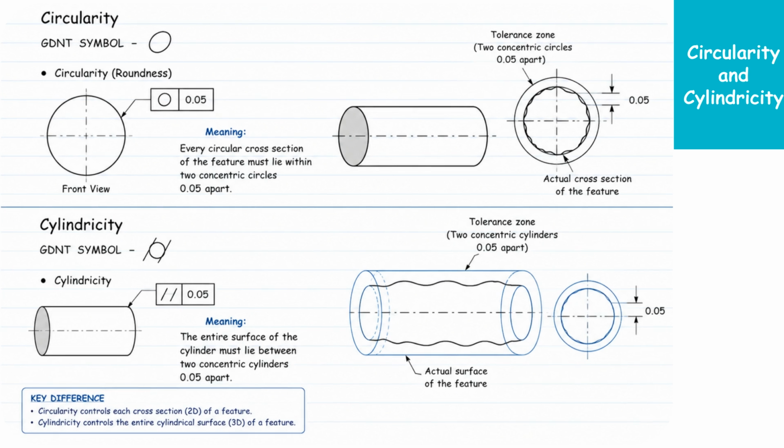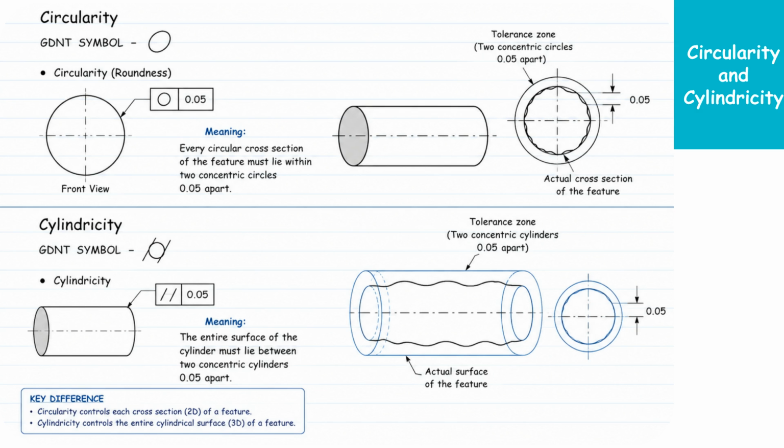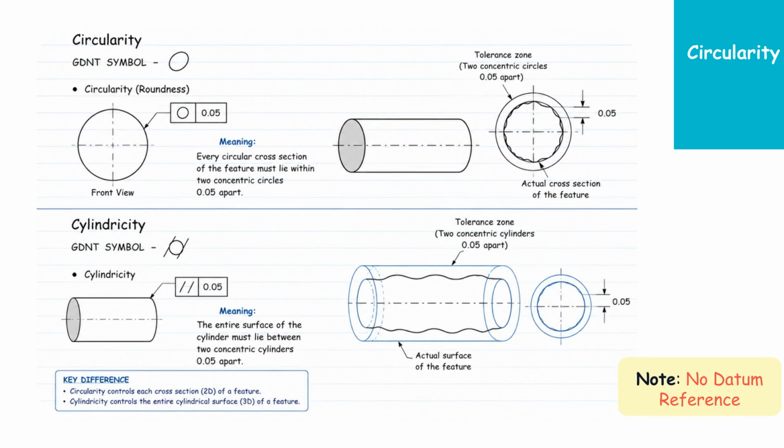These 2 controls are often confused. Circularity checks each individual circular cross-section. In simple words, every slice of the cylinder must be round. Cylindricity is more comprehensive. It checks the entire cylindrical surface in 3 dimensions. So, circularity controls roundness. Cylindricity controls the complete cylindrical form. Neither requires a datum reference.